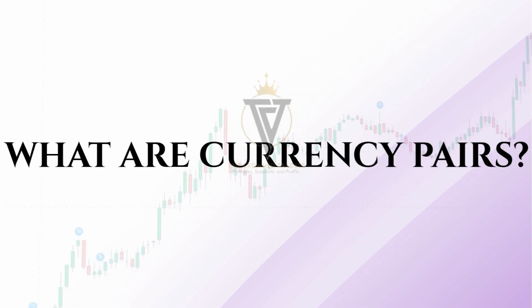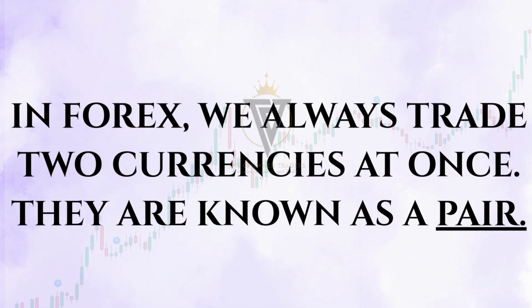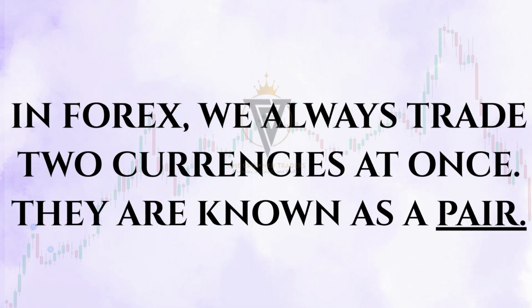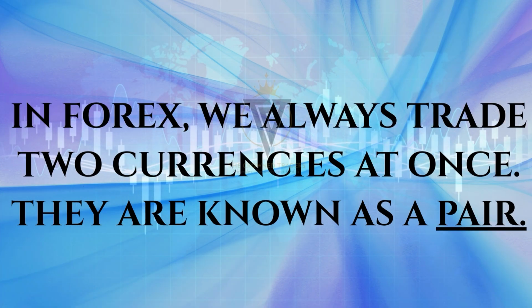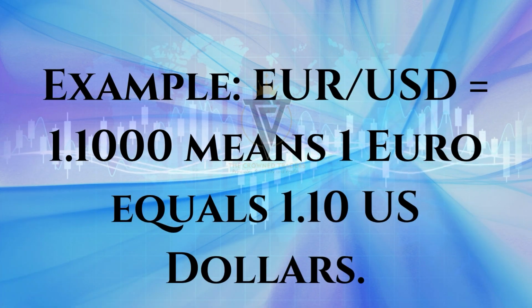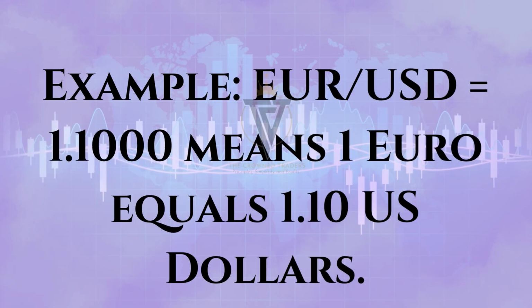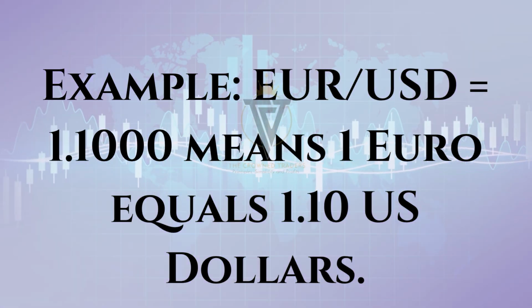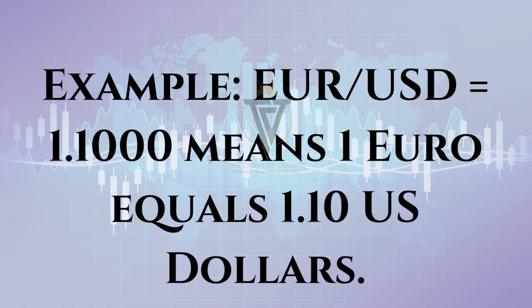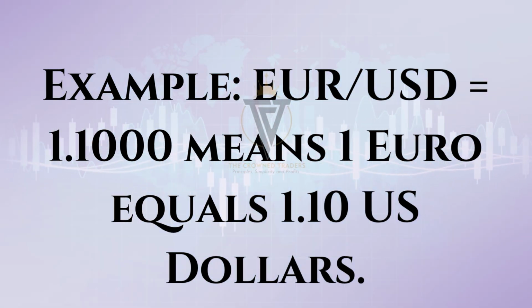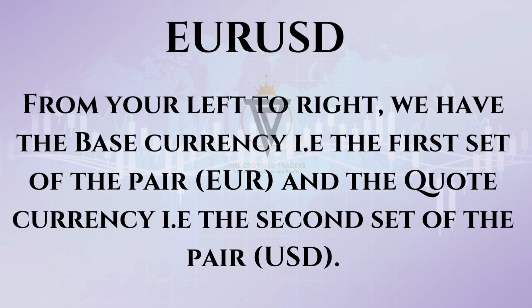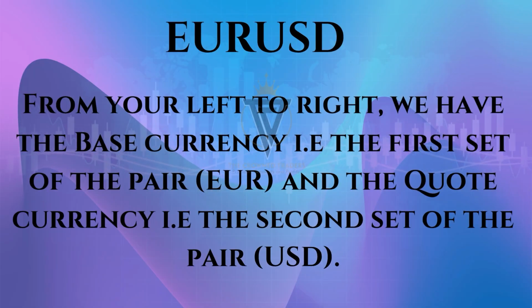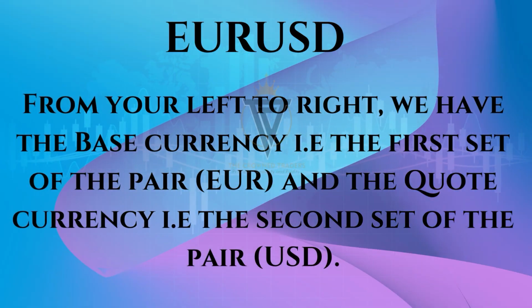Now, what are currency pairs? In Forex, we always trade two currencies at once. They are known as a pair. An example is Euro USD merged together. So when we say Euro USD equals 1.10, it means 1 euro equals 1.10 US dollars. From left to right, we have the base currency, that is the first part of the pair, Euro, and then the quote currency, that is the second part of the pair, USD.